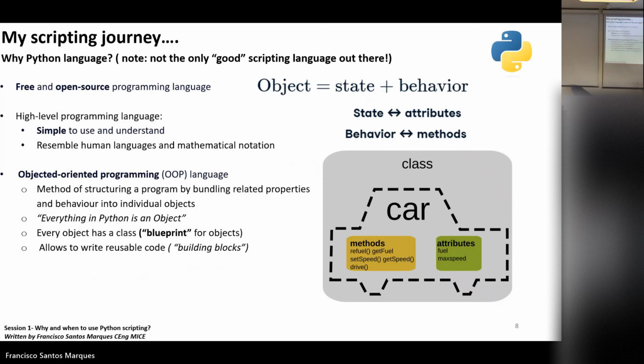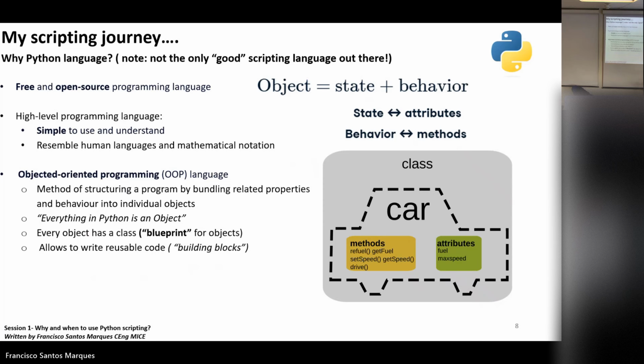It's a high-level programming language, okay? It's not like C++, which is very abstract, etc. So it's simple to use, simple to understand. It resembles a little bit human language and mathematical notions, okay? And most importantly, it's an object-oriented programming language, okay?